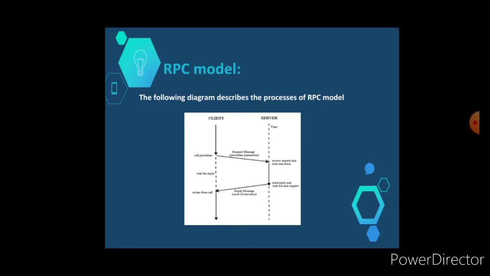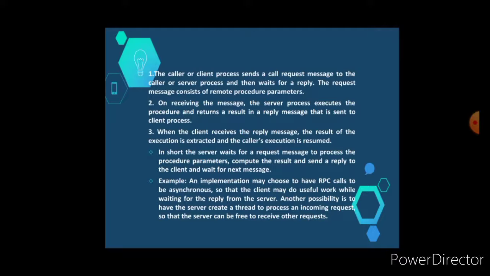The caller or client process sends a call request message to the server process, and then waits for a reply. The request message consists of remote procedure parameters. It is based on extending the notation of conventional or local procedure calling, so that the called procedure need not exist in the same address space as the calling procedure.